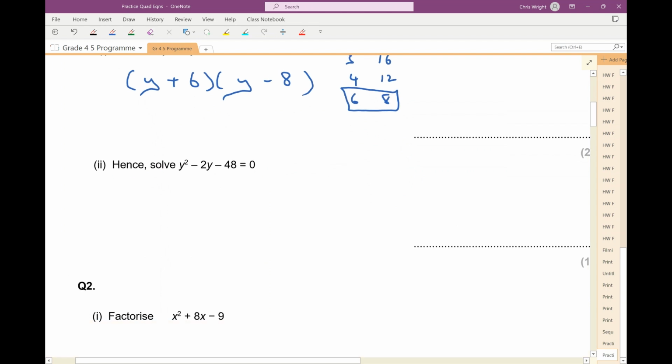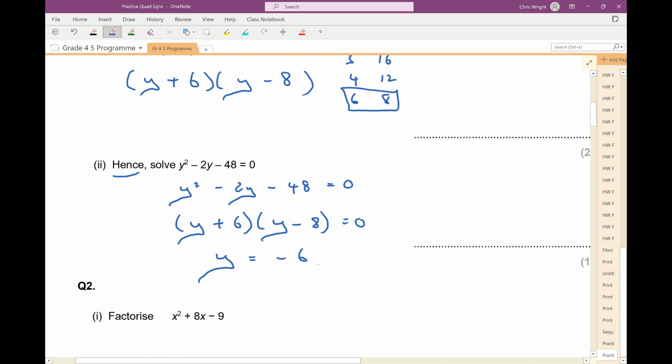Hence, i.e. use your previous answer, solve this equation. Well, the equation is y squared minus 2y minus 48 equals 0. Well, I've just factorized the left-hand side, and I know that that is y plus 6 multiplied by y minus 8 equals 0. So I know my two solutions are minus 6 and 8. And so those are the values of y which will make the left-hand side equal 0.